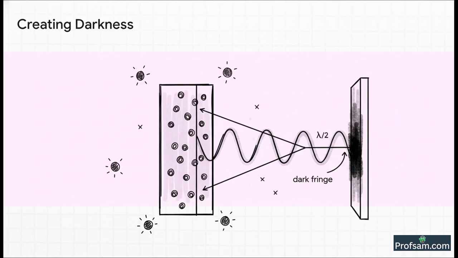As these two waves travel towards the screen, the one from the top has to travel a slightly longer path. Now, at a specific angle, this extra path distance becomes exactly half a wavelength. That's lambda over 2. And what happens when a crest meets a trough? They cancel out completely. And this doesn't just happen for these two points, it happens for every pair of points, one in the top half and its partner in the bottom half. And that's how we get our first dark fringe.